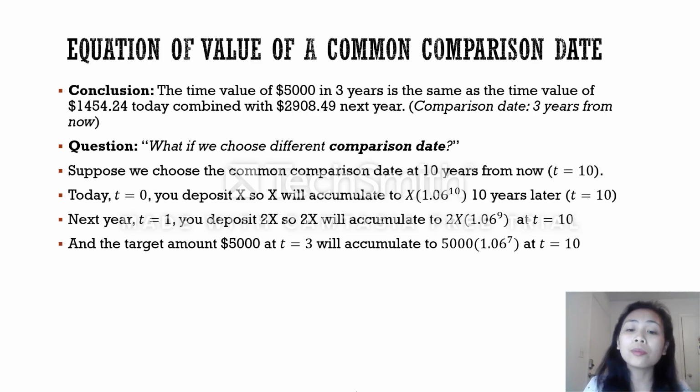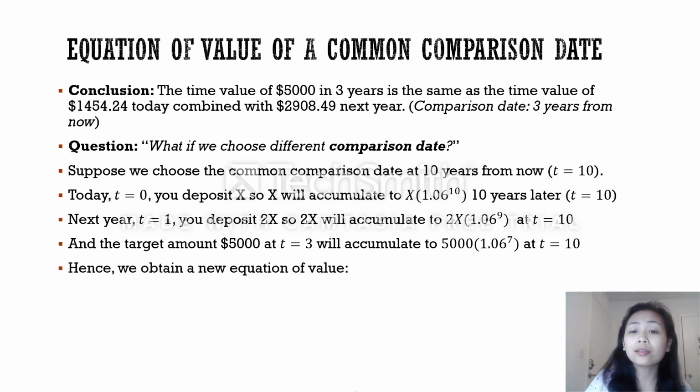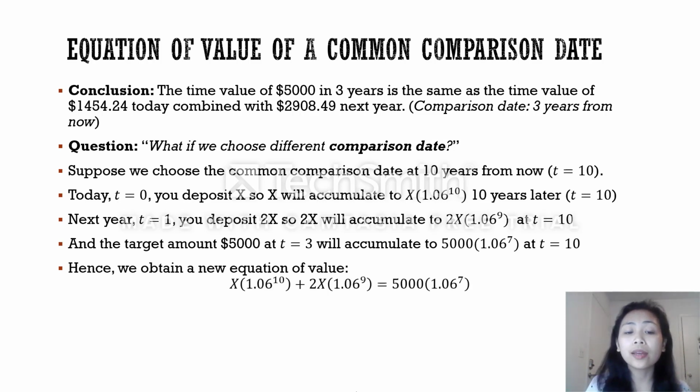7 years it will accumulate to 5,000 times 1.06 to the 7. So in this situation, using a comparison date 10 years from now, we have a new equation: X times 1.06 to the 10 plus 2X times 1.06 to the 9 equals 5,000 times 1.06 to the 7. That's the new equation, and solving it we get the same answer. X is $1,454.24.